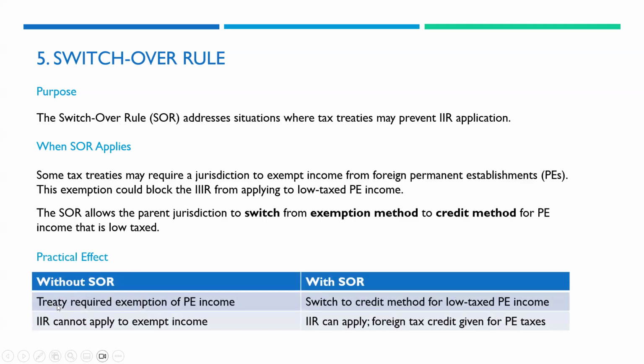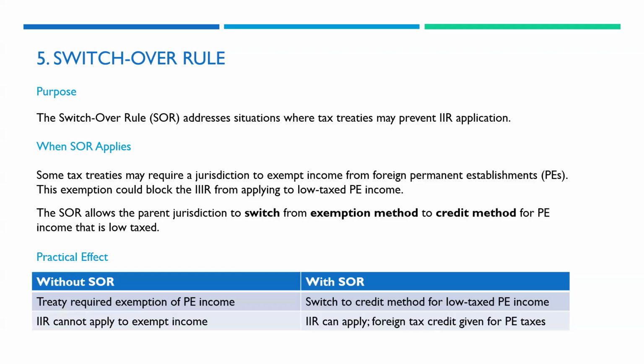So without SOR, the treaty requires exemption of PE income. If that IAR is in respect of PE income, then it's exempt. It won't see the fruition of it. Now IAR cannot apply. Now with SOR, they will switch to the credit method. IAR can apply. Foreign tax credit can be given for PE. So in such a way, the applicability of IAR is not blocked legally.